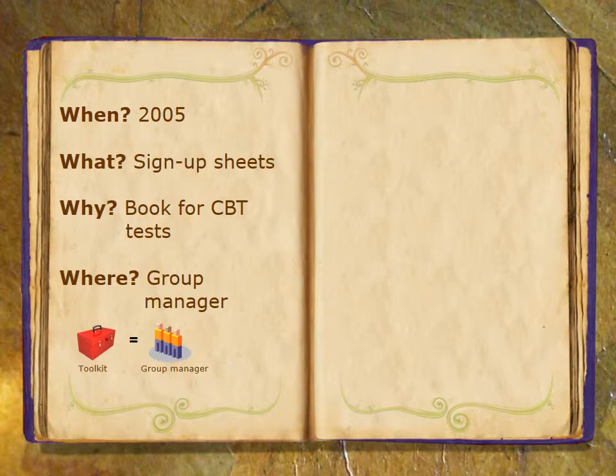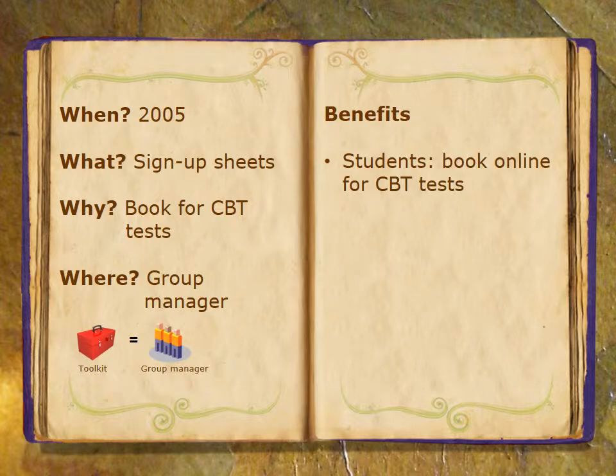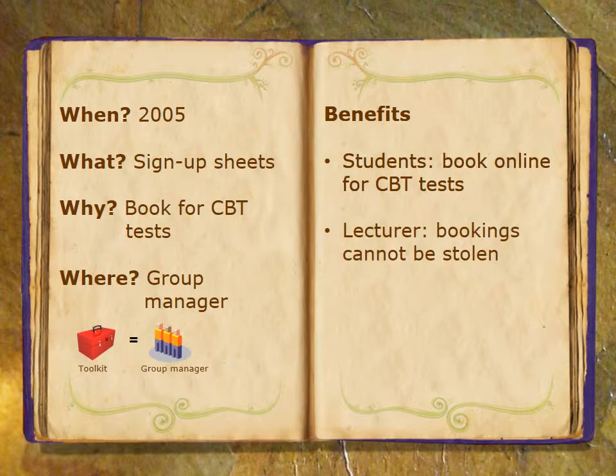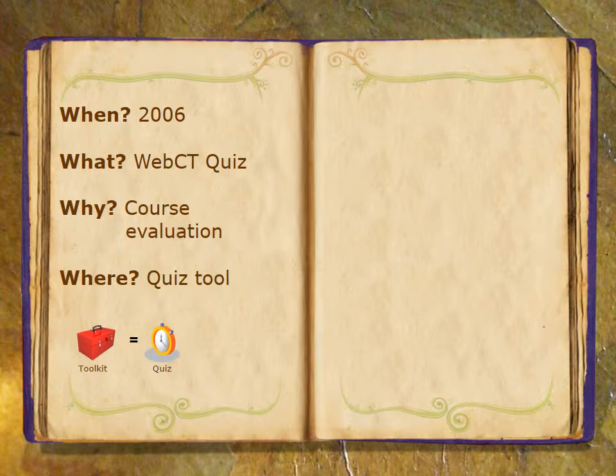And I was given the wonderful idea to use Group Manager so that the students could sign up for their CBT tests. Because in the past they had to book on hard copy lists that were outside my office, and when these lists were almost full, the students tended to steal them. So then I had to find another solution. That was a foolproof way for them to book for the test, and it was online and it was there and it was solid.